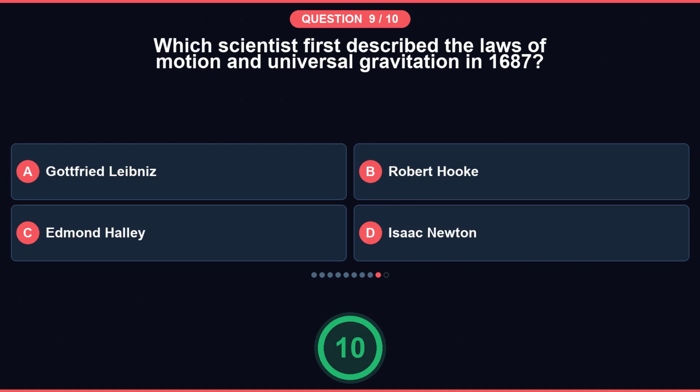Question 9. Which scientist first described the laws of motion and universal gravitation in 1687? A. Gottfried Leibniz, B. Robert Hooke, C. Edmund Halley, D. Isaac Newton.